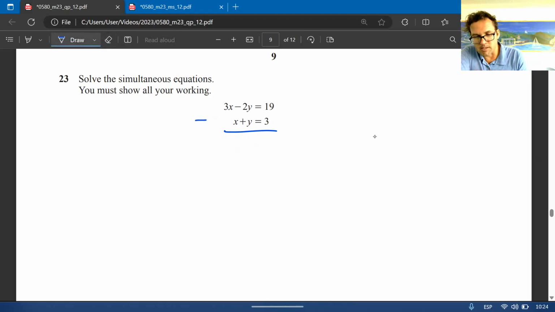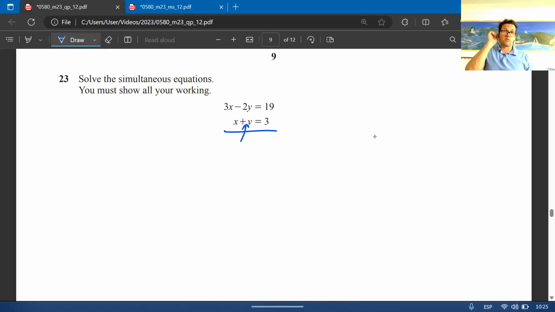Subtracting 3x minus x gives you 2x, minus 2y minus y gives you minus 3y. See, that's not going to work either because we haven't eliminated anything. So what we need to do is get the coefficient in front of the x, or there, the same. So we need to put a 3 in front of the x or a 2 in front of the y. What I'm going to do is put a 2 in front of the y there. You can put a 3 in front of the x, so there's more than one method.